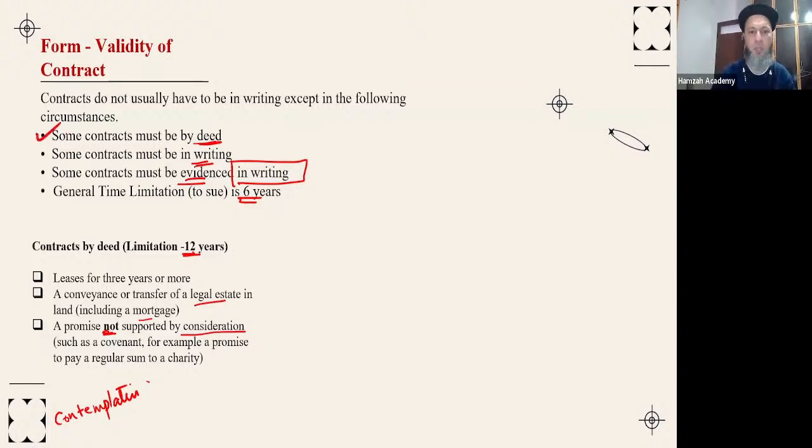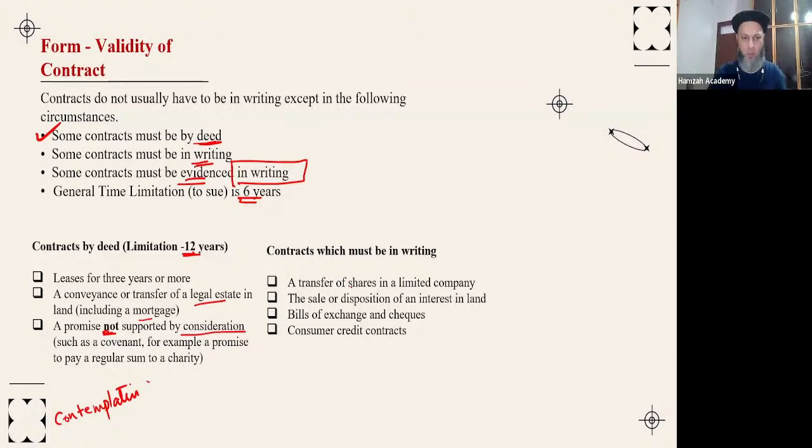Okay. So this was the type of contract which must be in the form of a deed. Second are those that must be in writing. They do not need to be in the form of a legal document, but at least a piece of paper or a company letterhead has to be there. So: a transfer of shares in a limited company, the sale or disposition of an interest in land, bills of exchange and checks, which I'm sure you would have studied in FA1, financial accounting. A bill of exchange is a sort of negotiable instrument that is used in transactions and for future payments, so that also has to be in writing. Consumer credit contracts: for example, a bank gives me a loan for a laptop or something like that. These have to be in writing.